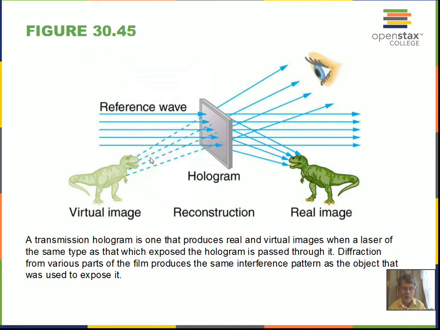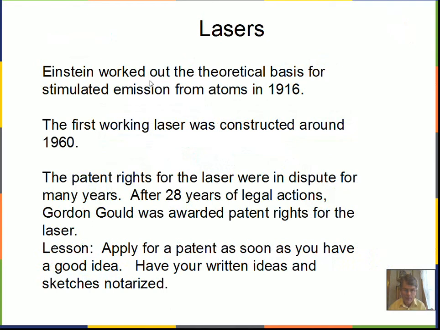Just kind of interesting here, again, Einstein's name comes up. He worked out the theoretical basis for the laser, for the stimulated emission process, in 1916. The first working laser was around 1960. And there was one group who built the laser. They had an early award of a patent, but the person who first had the idea, the thoughts about the laser, Gordon Gould, after 28 years of court battles, was finally awarded the patent rights.